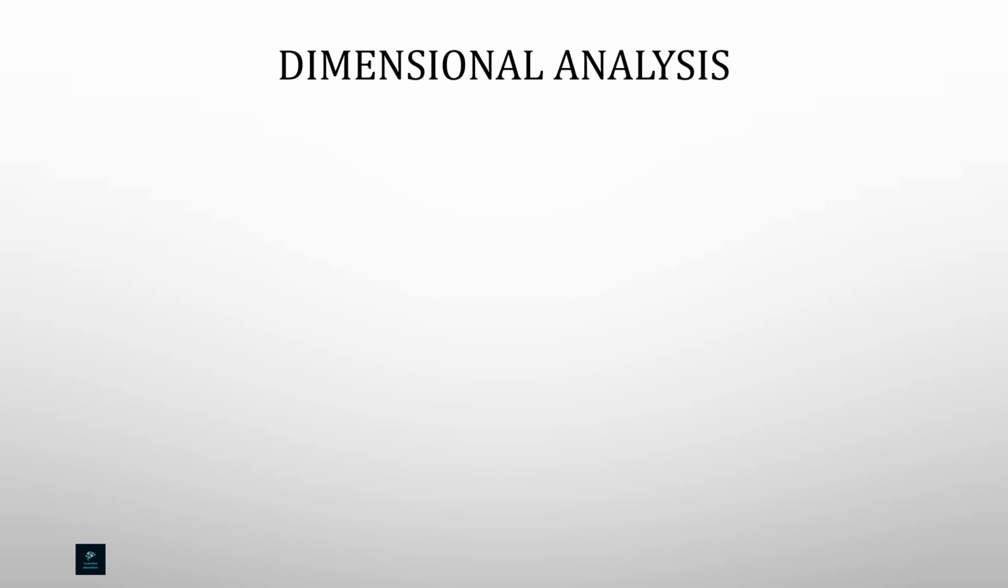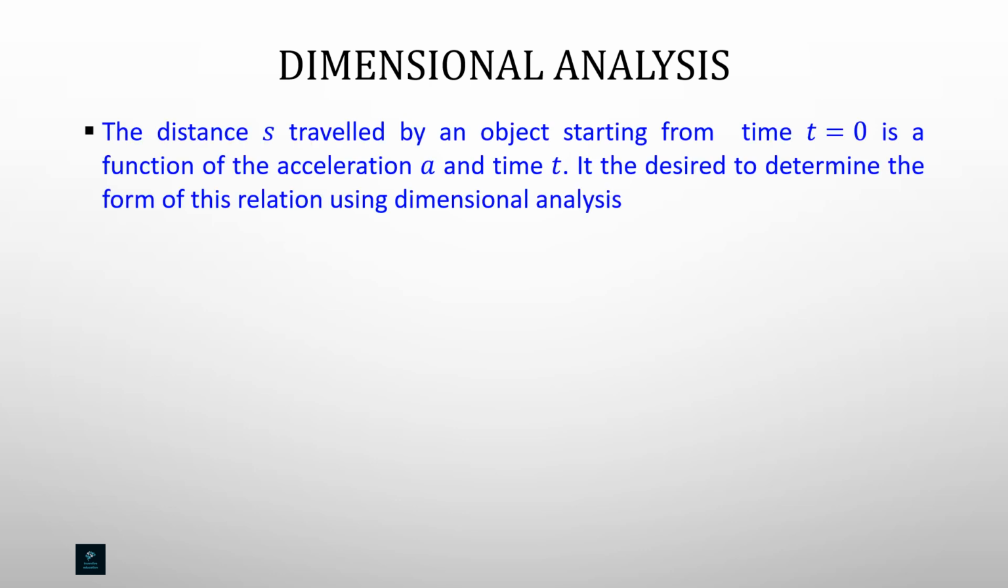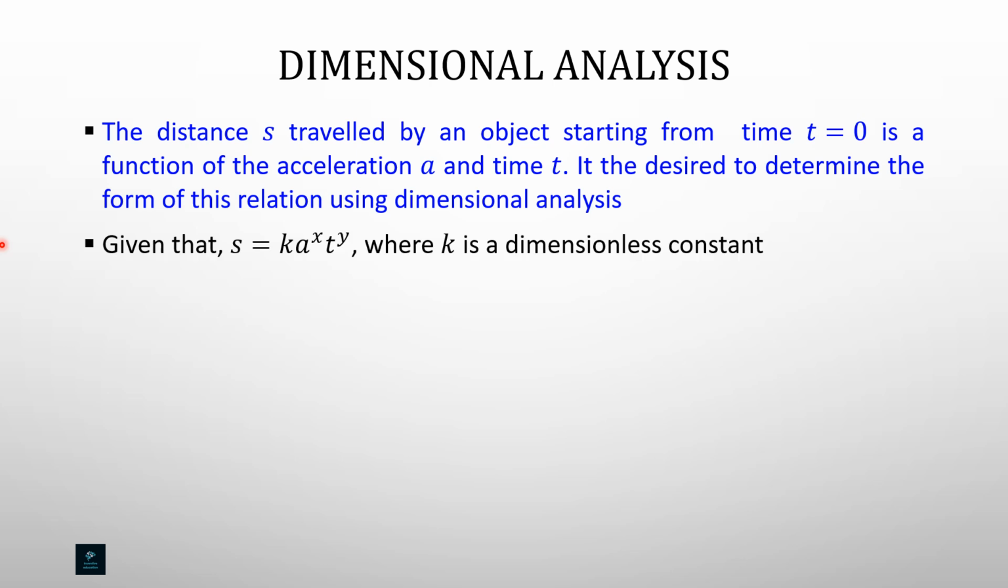Dimensional analysis can sometimes be used for finding relations between physical quantities. We can understand it better by taking an example. The distance s traveled by an object starting from time t equal to 0 is a function of the acceleration a and time t. We want to find the form of this relation using dimensional analysis. So we are given that s is equal to k times a to the power x times t to the power y. k is a dimensionless constant.